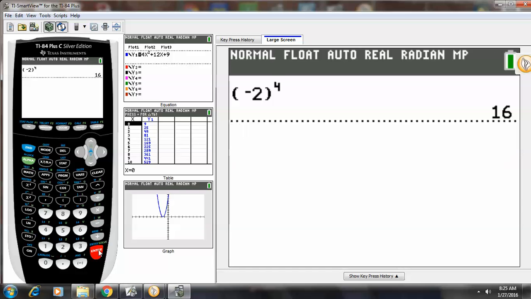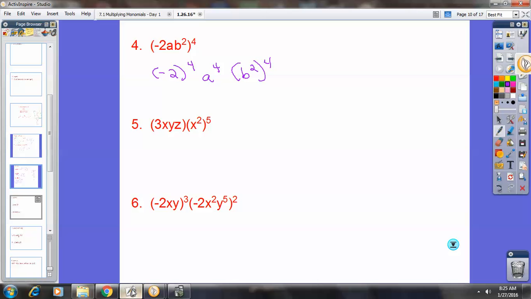I think your calculator actually puts a caret symbol in there, the up arrow. Are you having trouble reading it? Negative 2 to the 4th power is 16. So we have 16, a to the 4th. What is b squared to the 4th power? B to the 8th. At this point, there are no other variables to combine, so that is our answer.